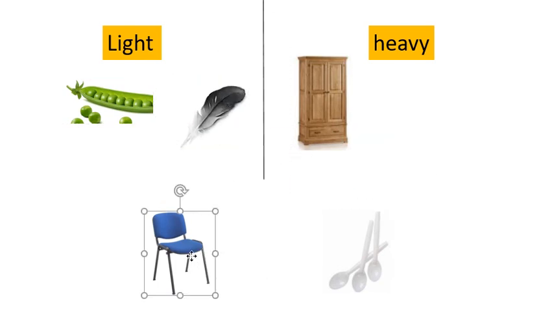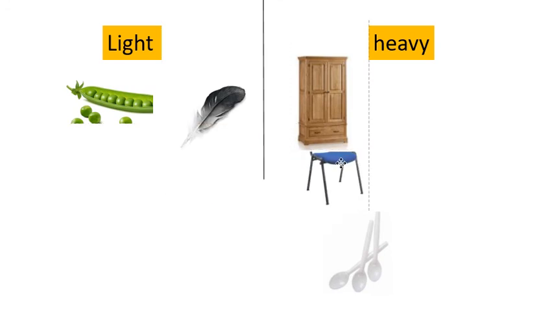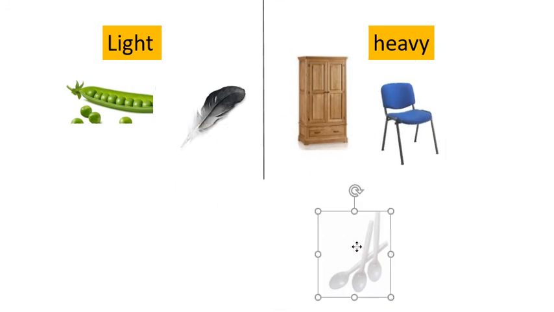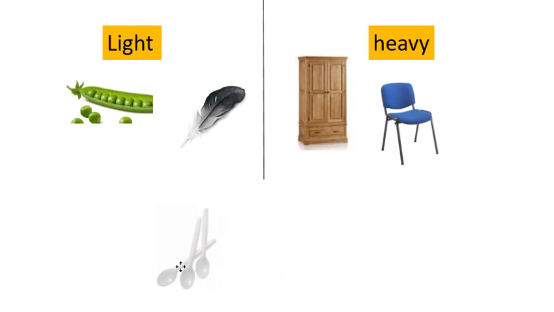We have a chair here. Light or heavy? Well, it's not as heavy as a wardrobe, but it is heavy compared to these things. A plastic spoon hardly weighs anything, very light. So that goes on this side. Did you get them right?